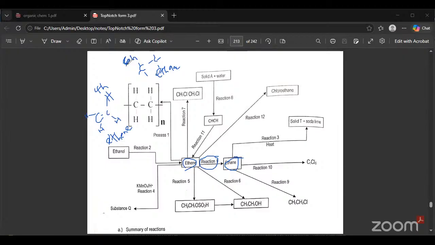Now you can continue to reaction 2. Where is reaction 2? I'm looking for reaction 2. Reaction 2 is actually preparation. I want you to see reaction 2 is coming from ethanol to give us ethene. So reaction 2 is the one we did just above: C2H5OH, and then you put concentrated H2SO4, which is the dehydration process. This one is the dehydration process.